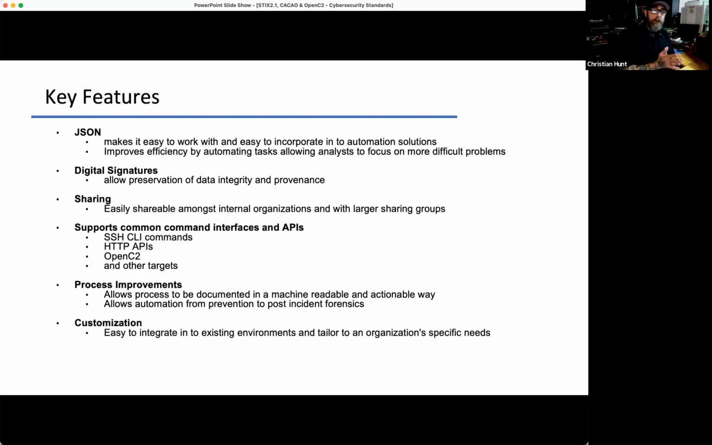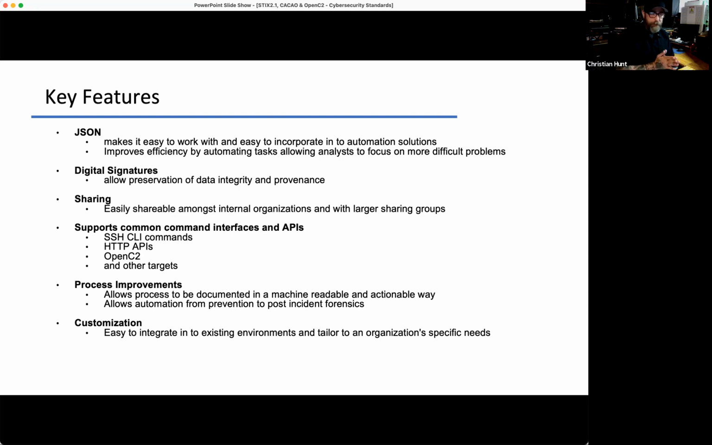Some of the key features of CACAO that make it very, very useful and easy to use are, it's in JSON, which is easy to work with. It's also easy to incorporate into automation systems. We all know how to work with JSON. Digital signatures, because they allow us to protect the integrity and the provenance of a given playbook, so that when I create a playbook and share it with Allan, he can validate that it did in fact come from me and hasn't been changed. This helps facilitate sharing. It's easy to share these playbooks amongst internal organizations or amongst larger sharing groups and things of that nature.